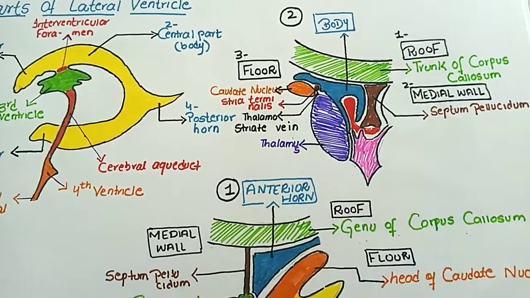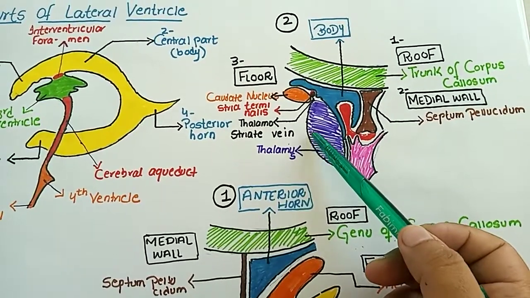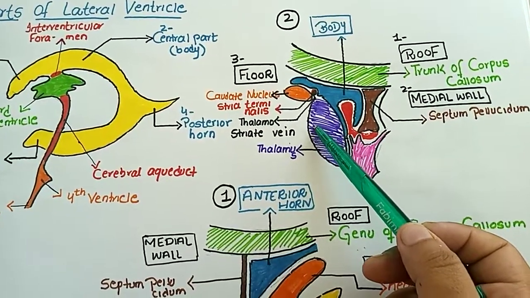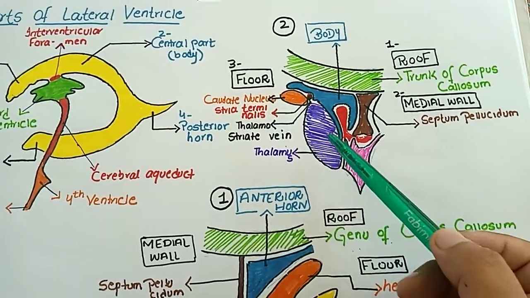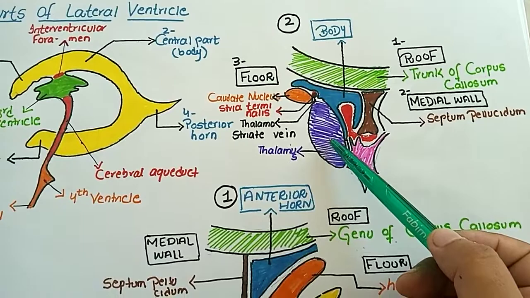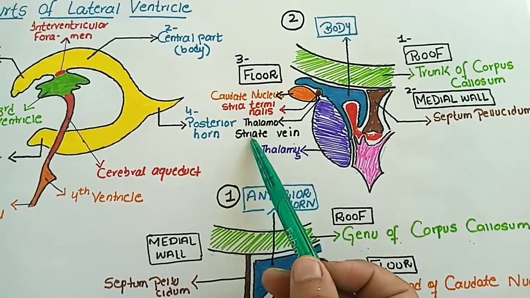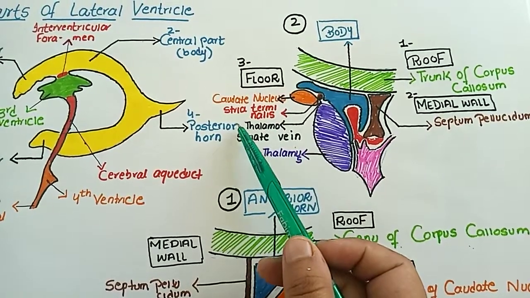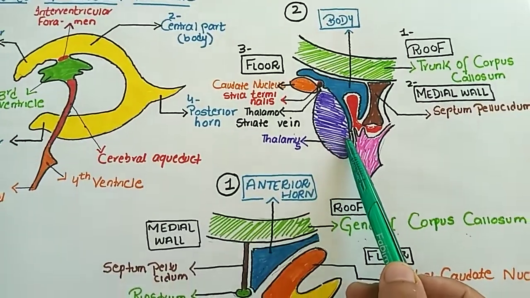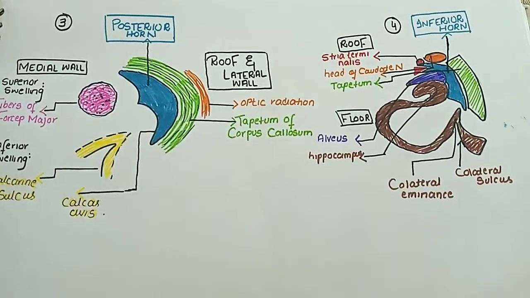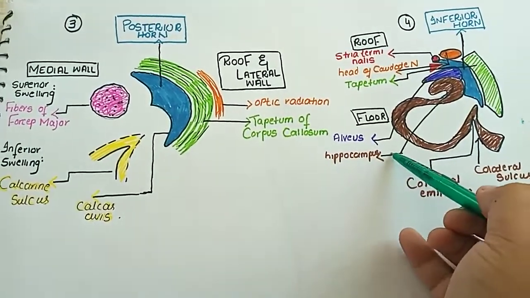And as we know, the thalamus is present at the lateral side of the third and the lateral ventricle, so the thalamus will form the floor of the body of the lateral ventricle, and the vein known as the thalamostriate vein will pass through the floor of the body of the ventricle. And now let's move toward the posterior horn, which extends into the occipital lobe.